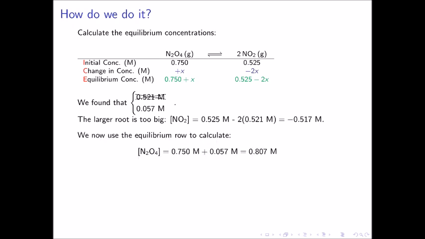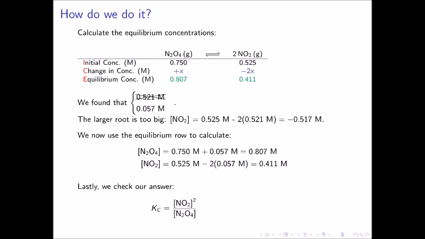Now we can calculate the equilibrium concentrations. For N2O4, we started with 0.750 molar and increased by x, or 0.057 molar. This gives an equilibrium concentration of 0.807 molar. With NO2, we began with 0.525 molar and decreased by 2x, or 2 times 0.057. This results in an equilibrium concentration for NO2 of 0.411 molar.